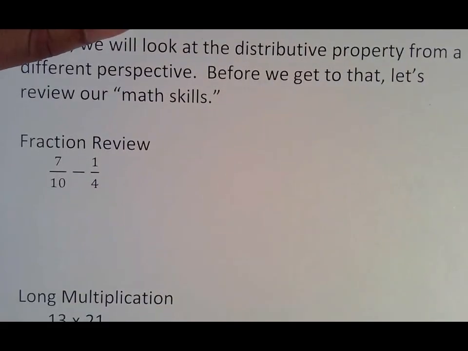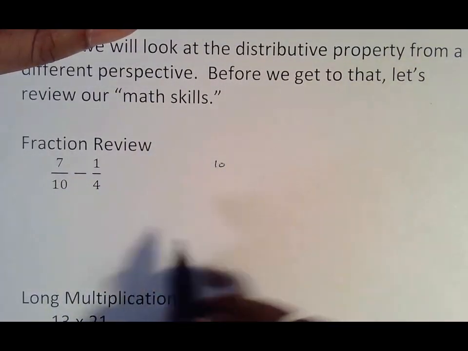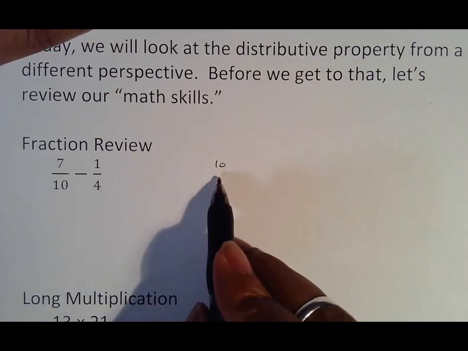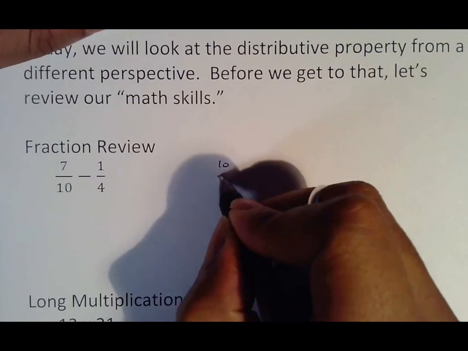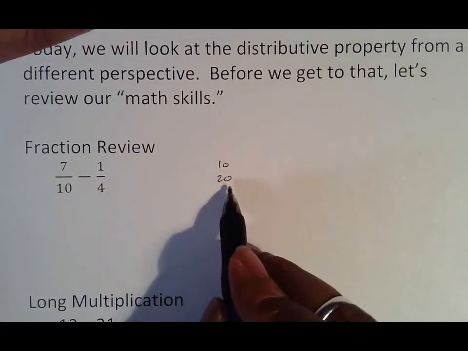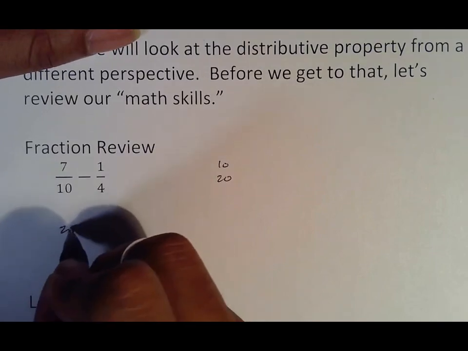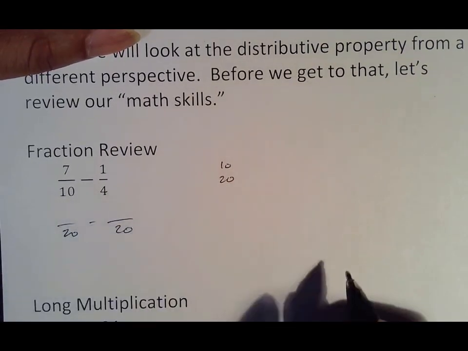Remember that to find a common denominator, you want to count by the bigger number. So we ask ourselves, can 4 turn into a 10? No. The next number, 10 times 2, is 20. Can 4 turn into a 20? Yes, it can. It means that 20 should be my least common denominator.